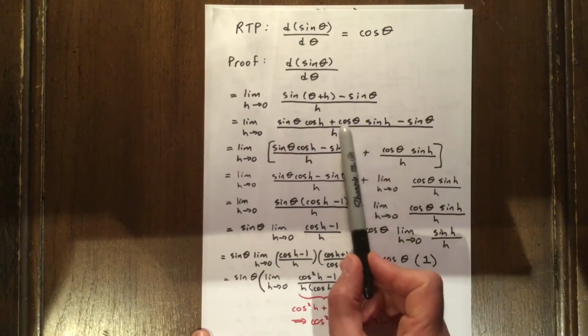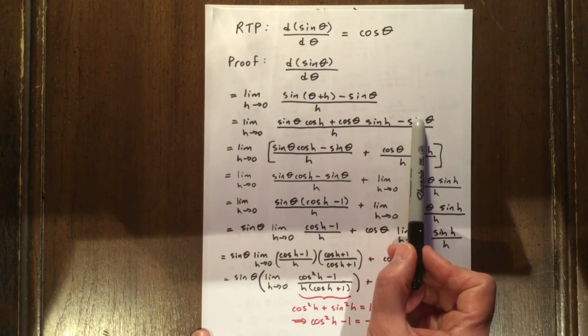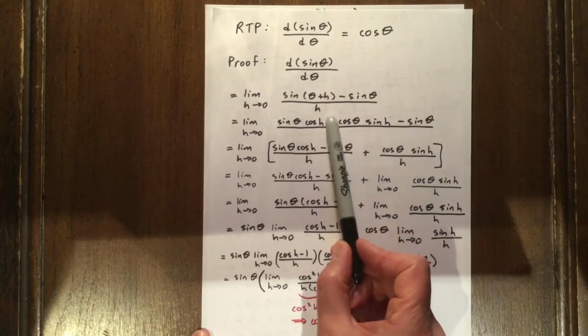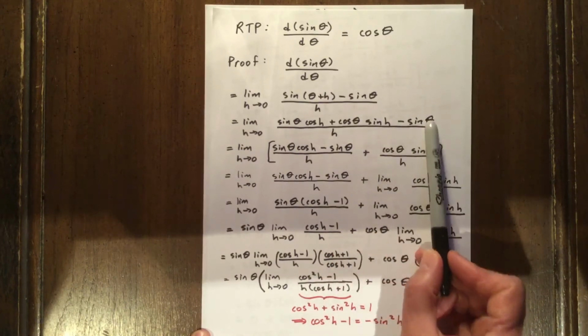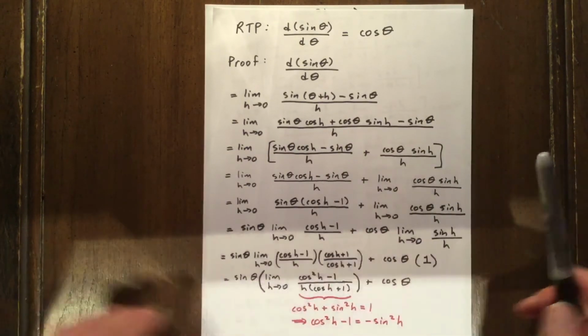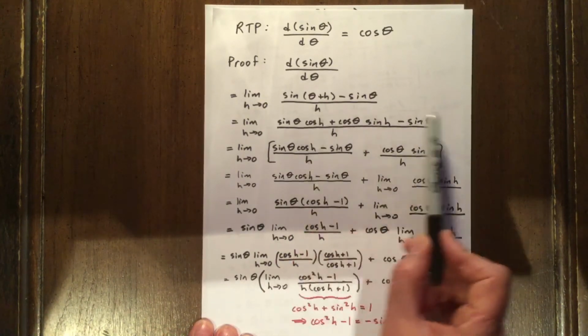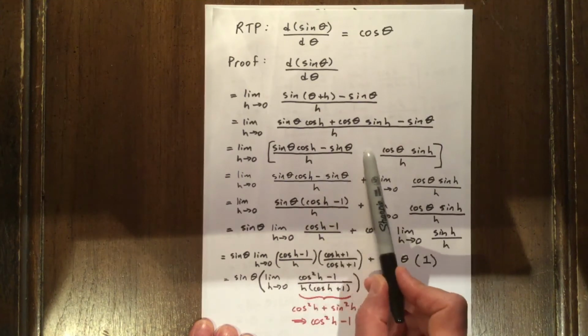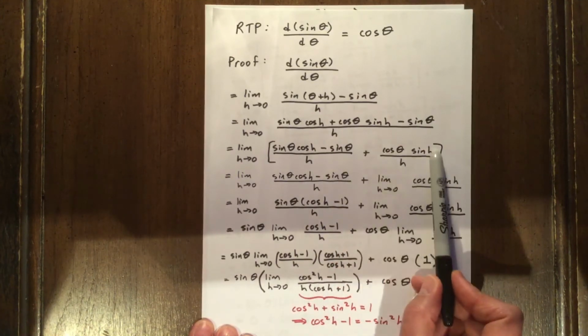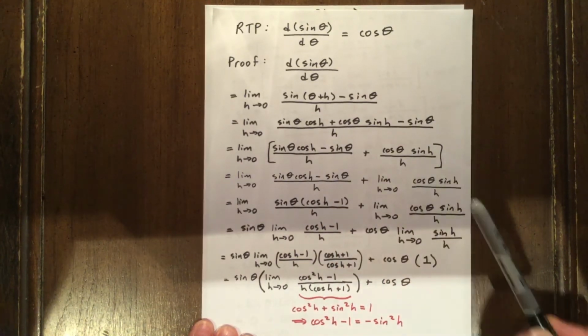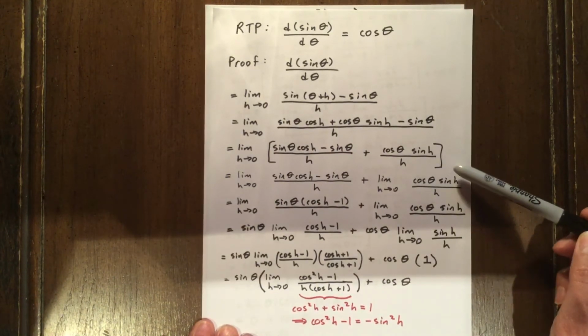Now we're just going to rearrange this a bit. We're going to move this minus sine theta here, and move that over there, and break the fractions apart. So we've got sine theta cos h minus sine theta, all over h, plus cos theta sine h, all over h. Okay, just a little bit of fraction work there.